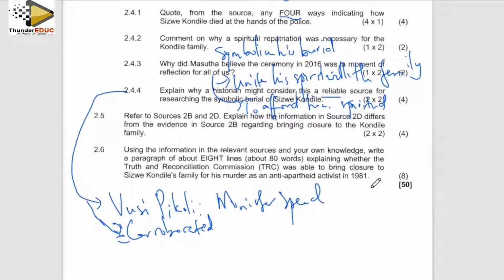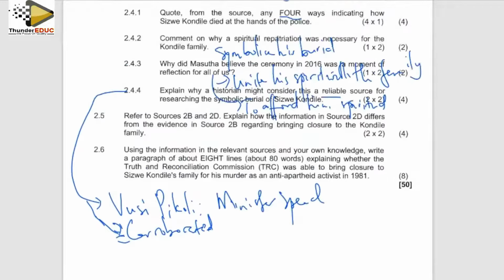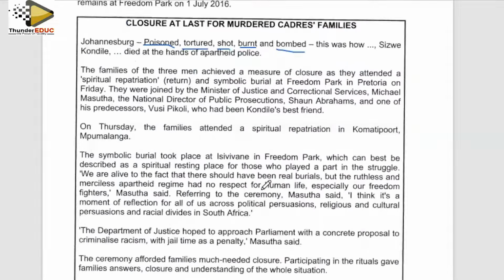Then 2.5, refer to source 2B and 2D. Explain how the information in source 2D differs from the evidence in source 2B regarding bringing closure to the Kondile family. That one is a contrast. We want to look at evidence which is differing or which is not agreeing with each other. Right. If we check source 2B, it talks about Kondile's mother, Charity, who could not forgive. If we check that source, it says the mother could not forgive.